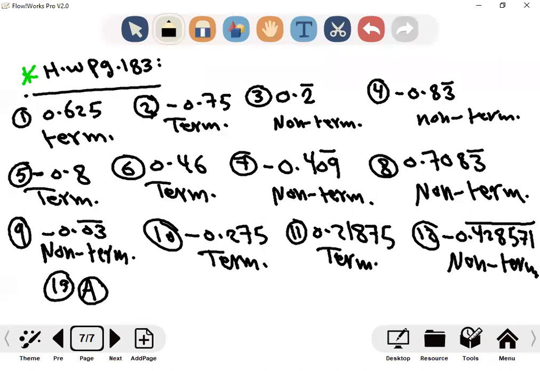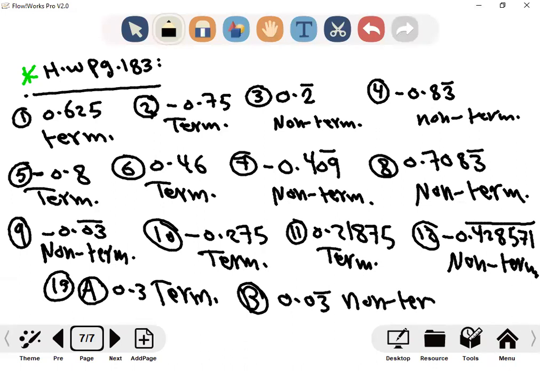Part A, it is 0.3, it is terminating. And part B, it is 0.03, and the 3 is repeated, so it is non-terminating. Done?